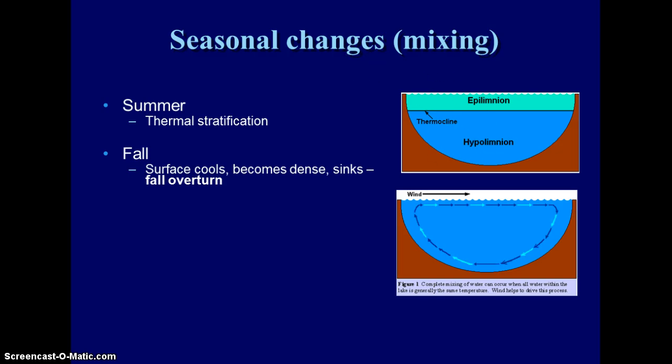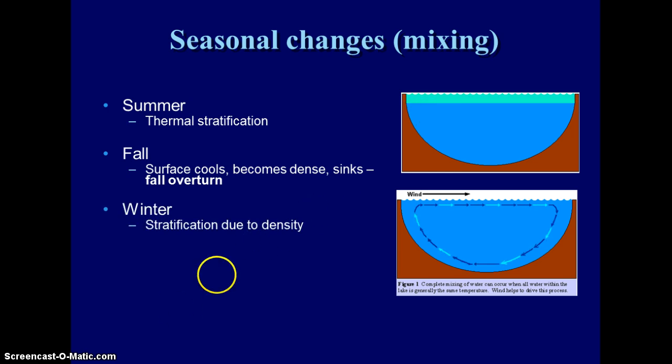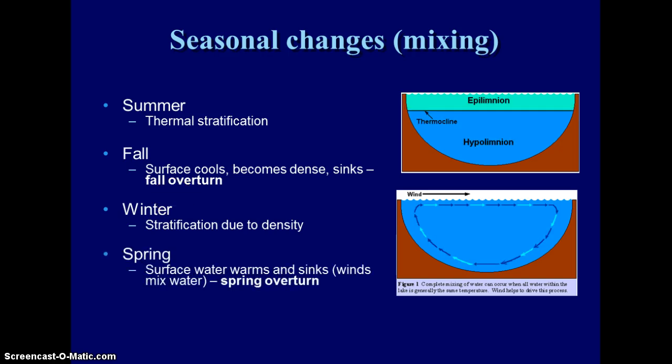All right, in the fall, what happens? The surface water cools, it becomes more dense, and it sinks. And that's called the fall overturn. And this is important because it carries some of those nutrients from the bottom of the lake to the surface. In the winter, once again, we're going to get that stratification due to density. And in the spring, we have another overturn.